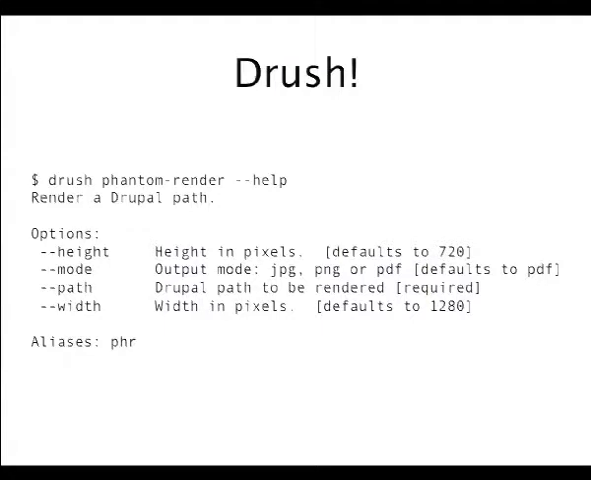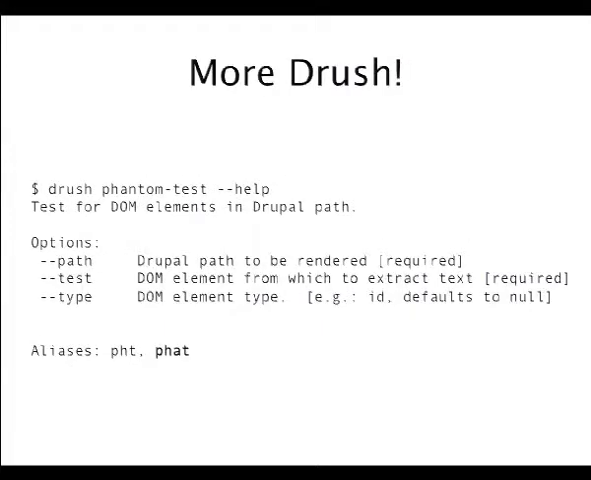So Drush, we've got a couple Drush commands. And again, the API is shifting, but this is largely what we've got here. Drush Phantom Render, and you have to specify a path, but otherwise you see the defaults are 720, 1280, and PDF. The alias is PHR. Again, I'm very much open to hearing what people want out of this and incorporating suggestions. This is just very much still proof of concept stage. But again, fairly straightforward.